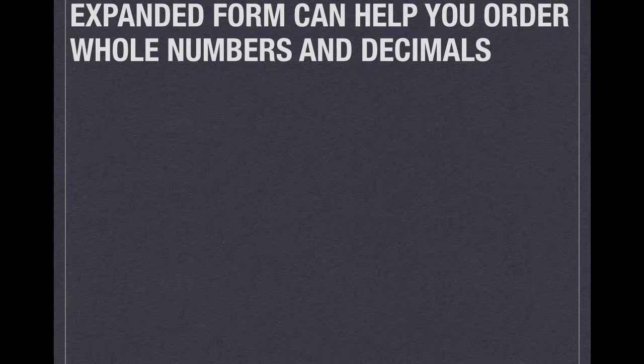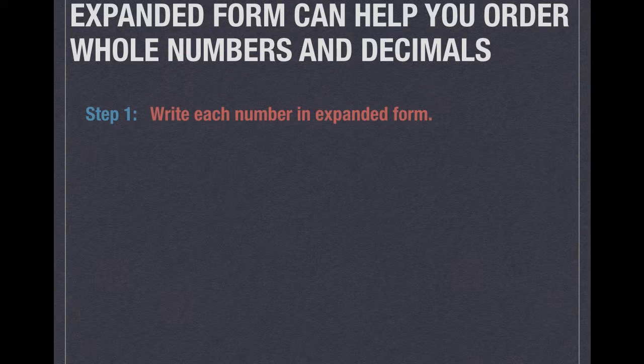The final way I'm going to show you for ordering whole numbers and decimals is expanded form. Expanded form has steps as well. The first step in expanded form is to write each number in expanded form. So we're going to look at an example. Here are 3 numbers that we are going to compare. These 3 numbers will be written in expanded form.